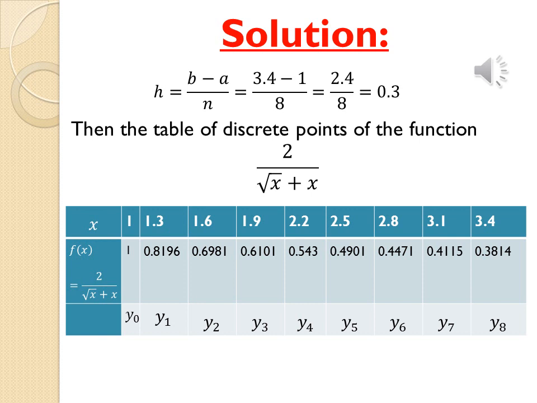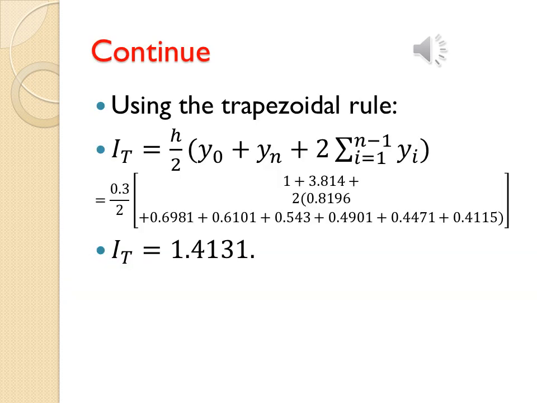Substitute in the equation now. By putting the value for each symbol, y0 plus y1 plus all the y, and adding all these is done by calculator, not taking any time. So I trapezoid equals 1.4131. It's approximated to 4 decimal places.